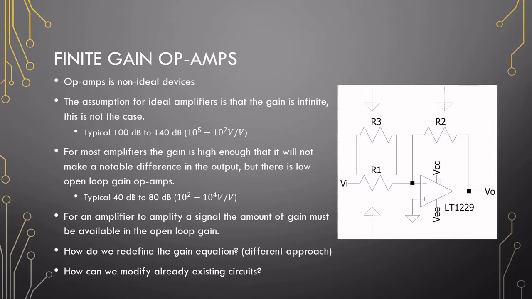So we need to revise our gain equations to compensate for the fact that our op-amp does not have infinite gain. So how do we do this? We need to let go of one of our assumptions. And then lastly, how can we modify already existing circuits to compensate for this error?